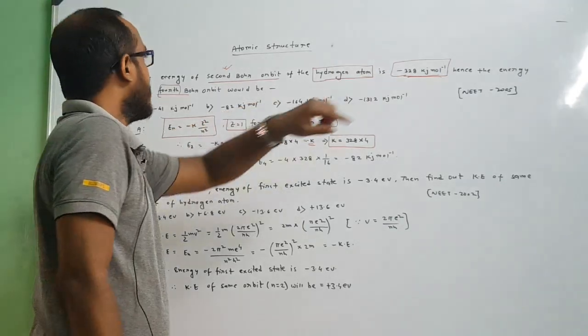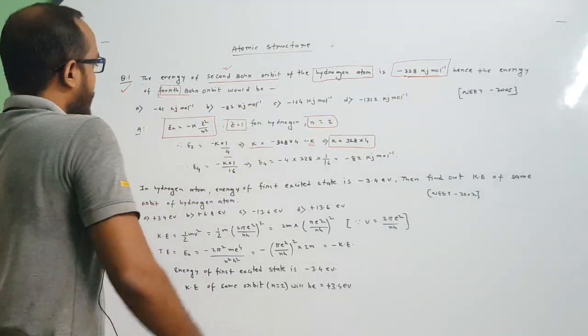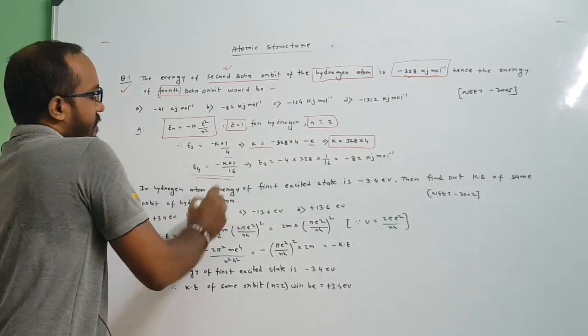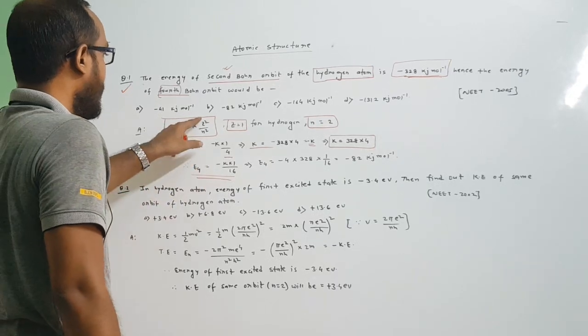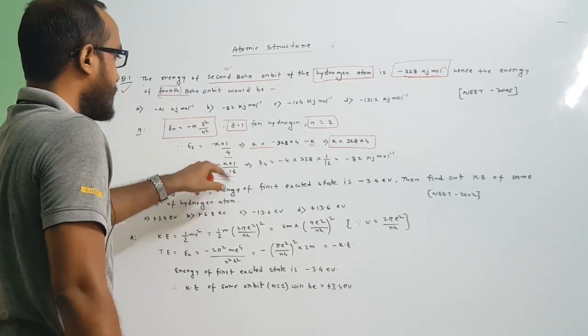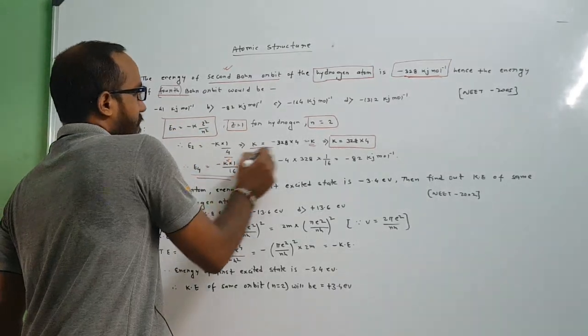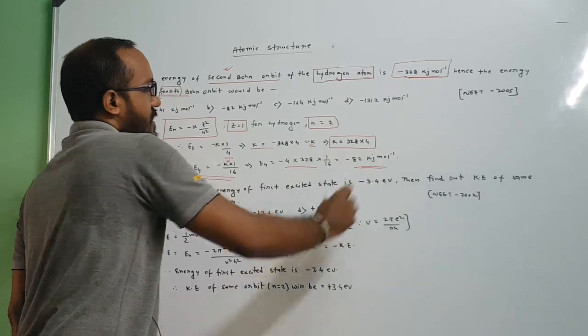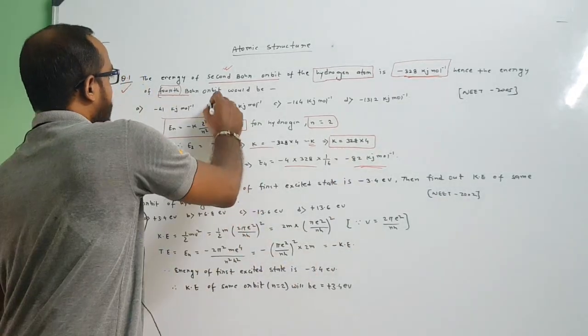Now they are asking the energy of the fourth Bohr orbit, so you have to find out E4. So E4, put the value, z equals 1, n equals 4, 16. So you know the value of k, put the values, you will get it as minus 82 kilojoule per mole.